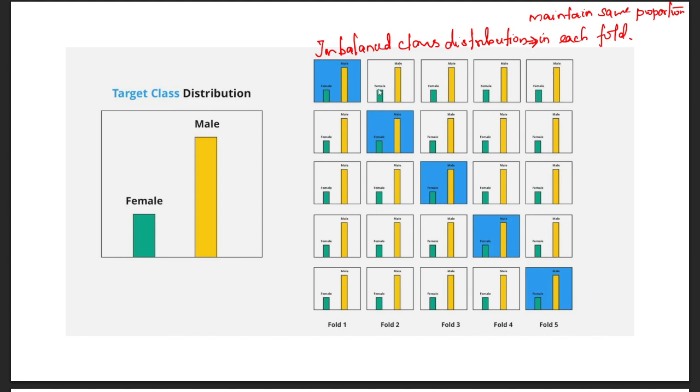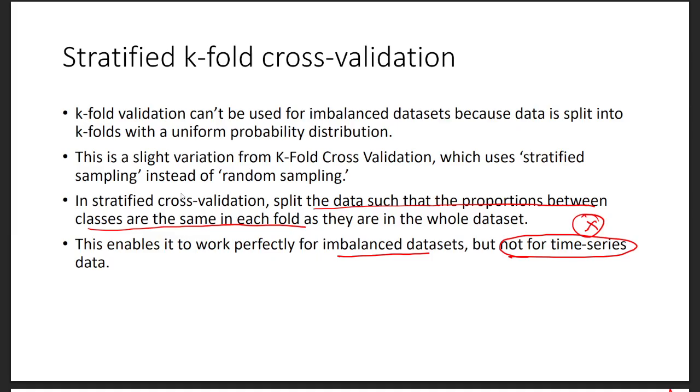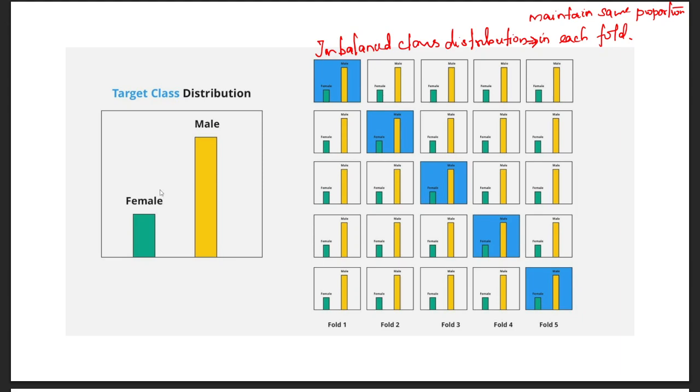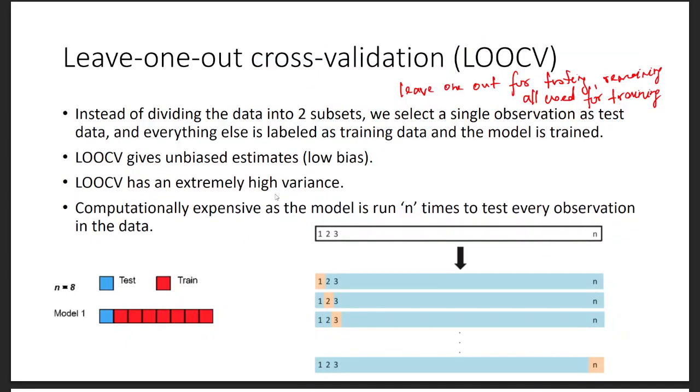In each fold the proportion will be the same. Okay, here we are not seeing the proportion in cross validation. But in stratified cross validation, because the number of female is less whereas the number of male is more, this has to be maintained in all the folds, so one fold, two folds. So that is the difference here. So it is maintaining that.